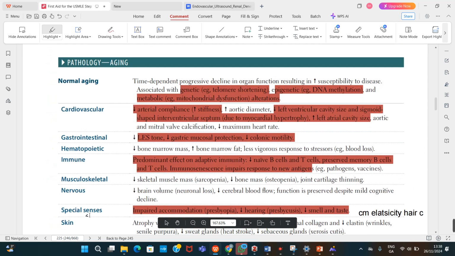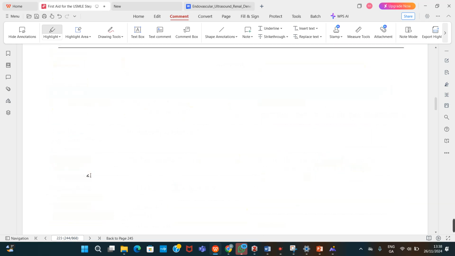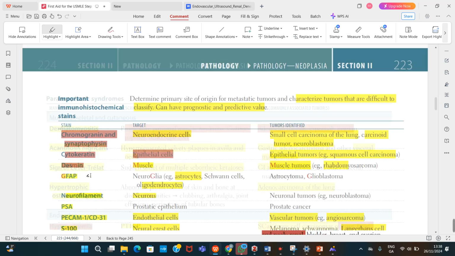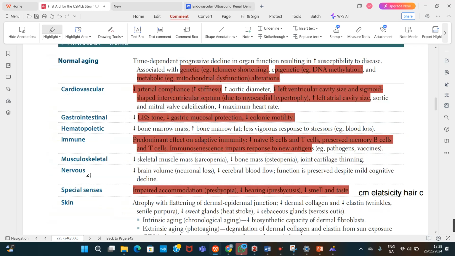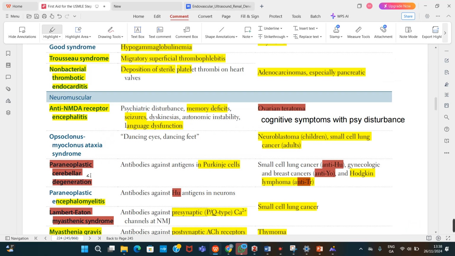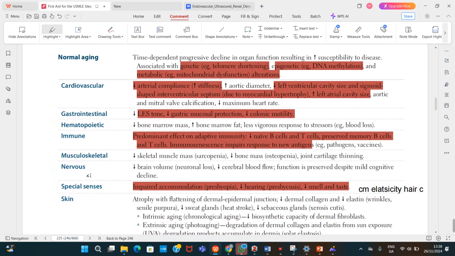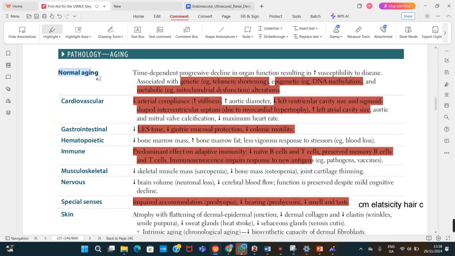Then we're rounding up. Let me see if we have any questions. Any questions? Okay, I wasn't able to get any question, but we have loads of questions. Did you say thymic hypo or hyperplasia? Hyper. Thank you.